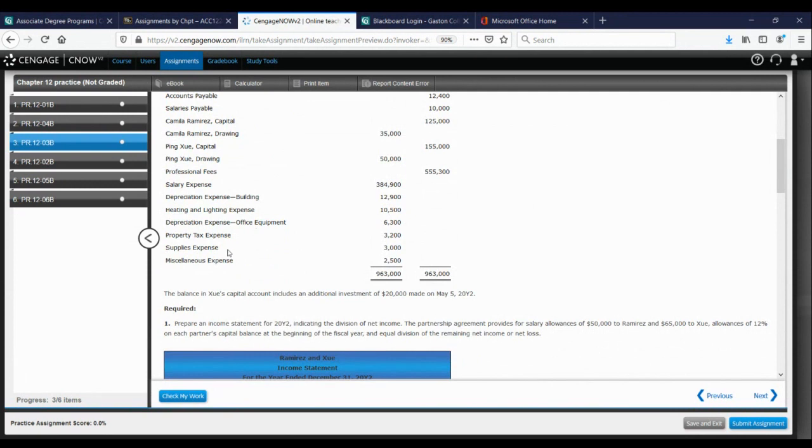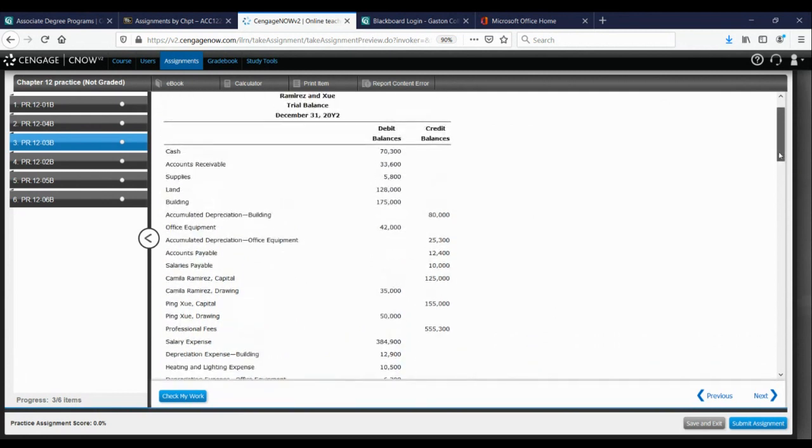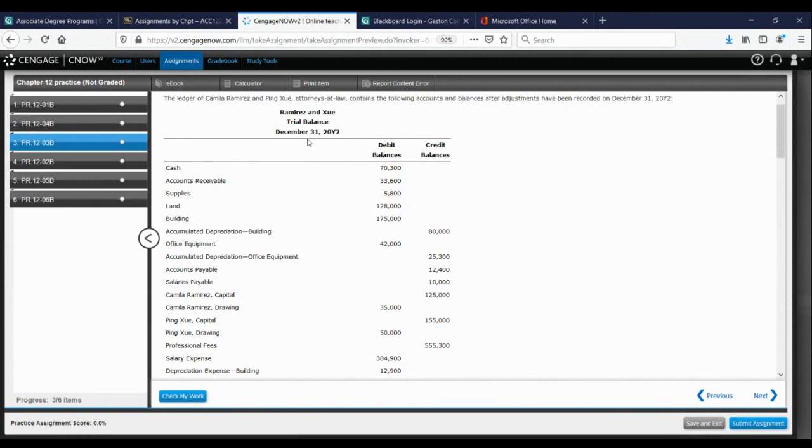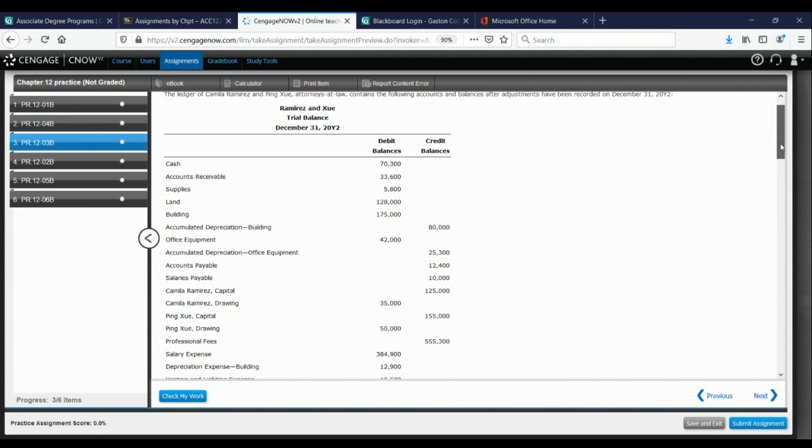Also, they've given you some additional information that is very important in determining your capital balance. You had an additional investment of $20,000 that was made on May the 5th, 20Y2. This date is very important. And you can see the information that they give you was from the trial balance, which was at the end of the year, which was December 31st, 20Y2.